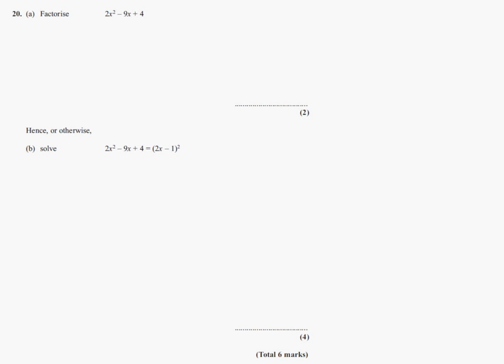Question 20. It says factorise this quadratic expression, so that would suggest that we can put it into a pair of brackets. Looking at the coefficient of x squared, it's 2, so I'll need a 2x here and an x here. And when you expand them, you'll get 2x squared. Now I need to think of two numbers that will times together to make 4, and they'll need to go here and here.